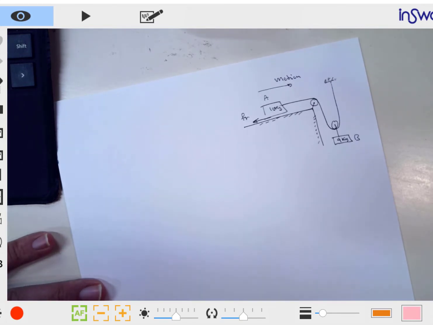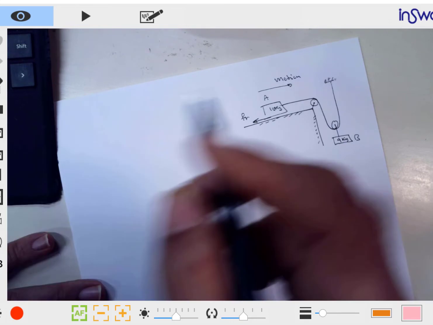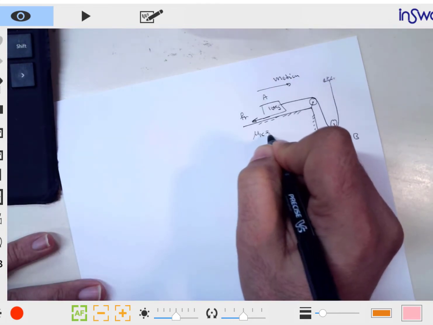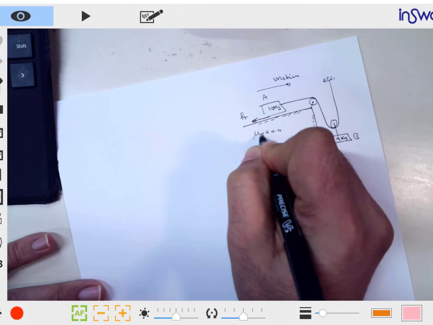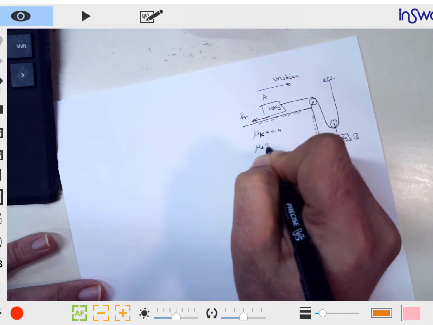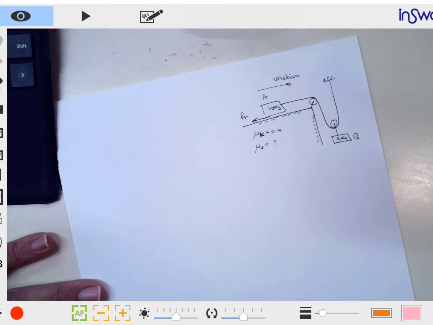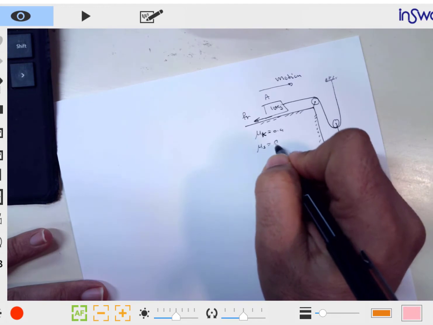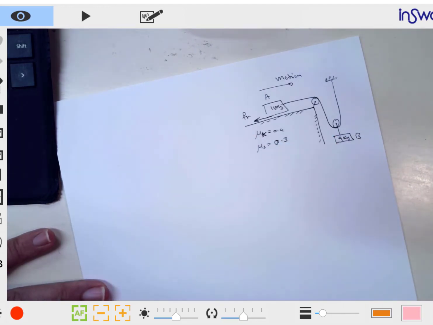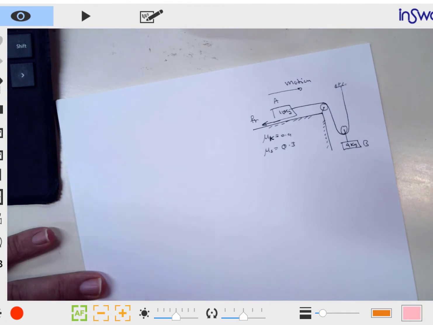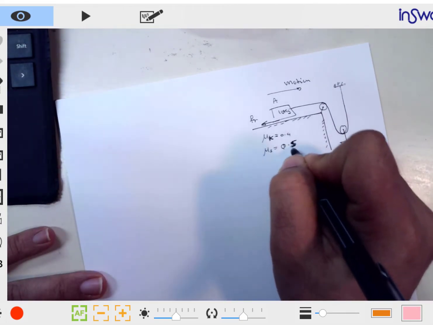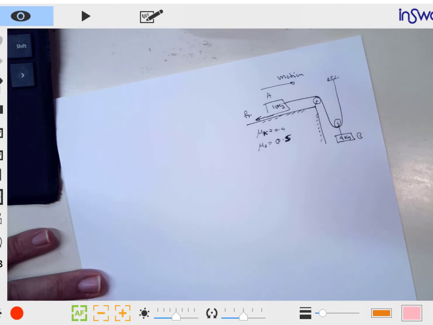Given here is mu k equal to 0.4. I should also have another value, mu s, but it's not known. So this is why I'm saying this problem is ill-defined. For our purpose, I'm going to give it a number, let's say 0.3. Sorry, 0.5, because the static coefficient of friction is larger than the dynamic one. Okay.